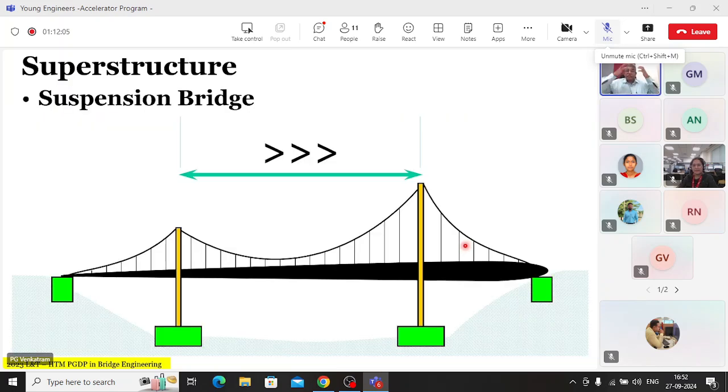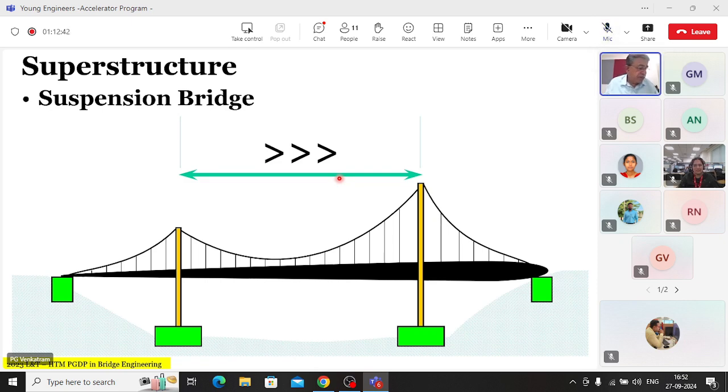Now this is a suspension bridge. In a suspension bridge, the main load carrying member is this cable. This is in pure tension, from which the decks are all suspended. This bridge deck is hanging from this cable. Now, what do you think is the range of pylon to pylon distances for suspension bridges? It can go up to 2 kilometers. In fact, it has gone up to 2 kilometers.